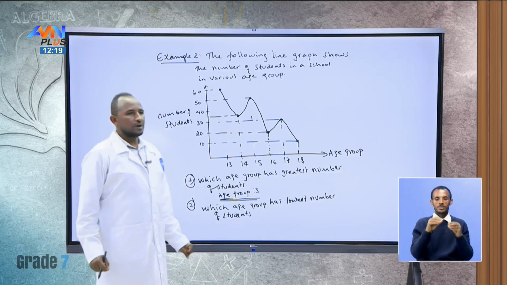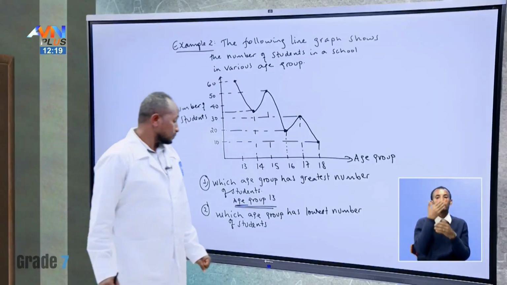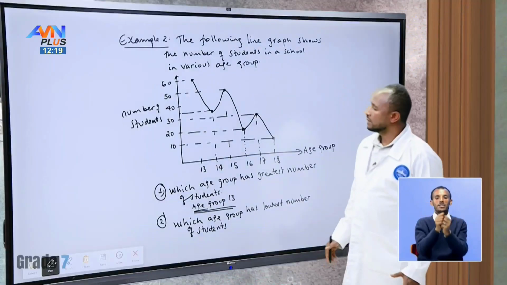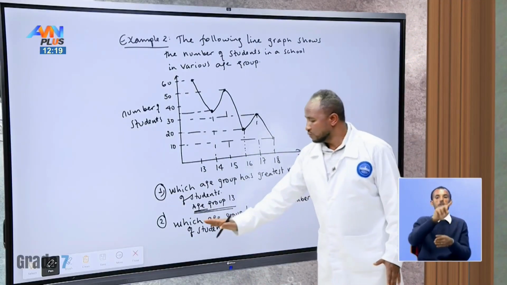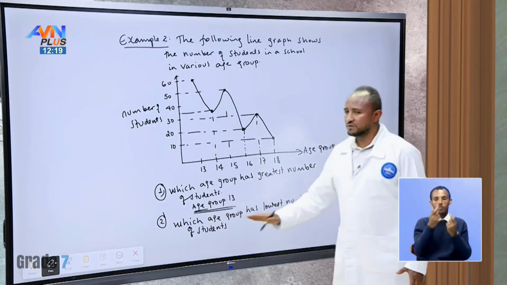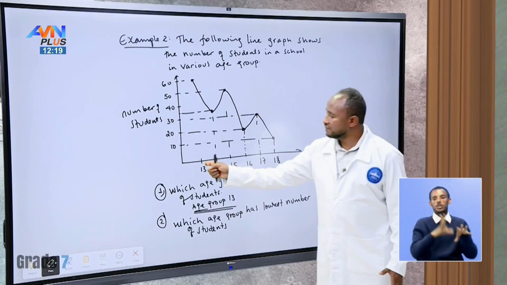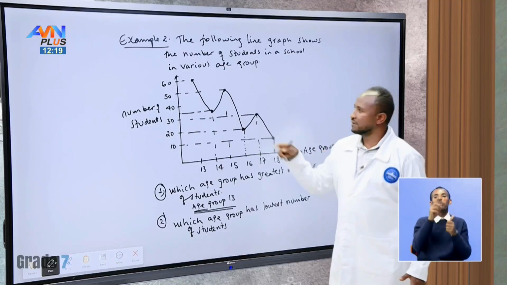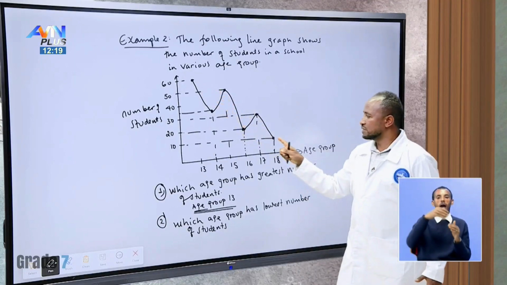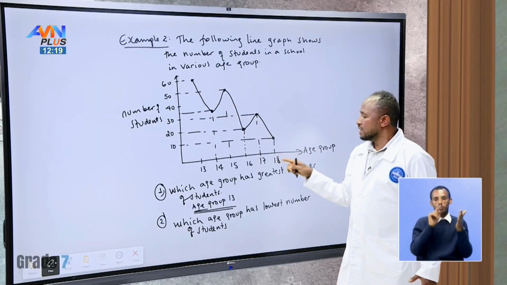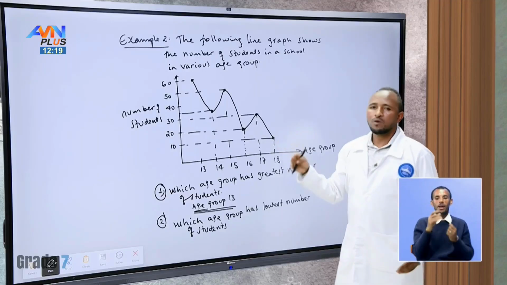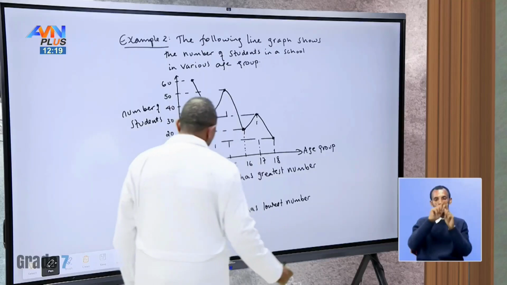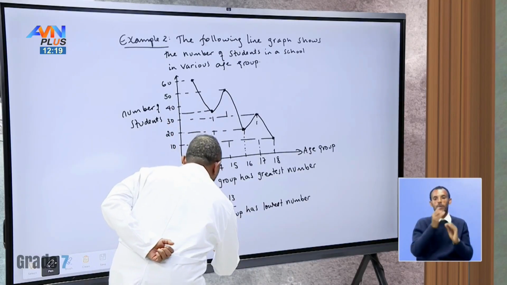Students, have you tried the answer? Good. Now, let's see the answer together. So here the question is, which age group has the lowest number of students? Here we have different age groups. From this, which one is the lowest from the graph? This is the highest point, the lowest point is this one. So age group 18 has the smallest number. Therefore, the age group which has the lowest number of students is age group 18.